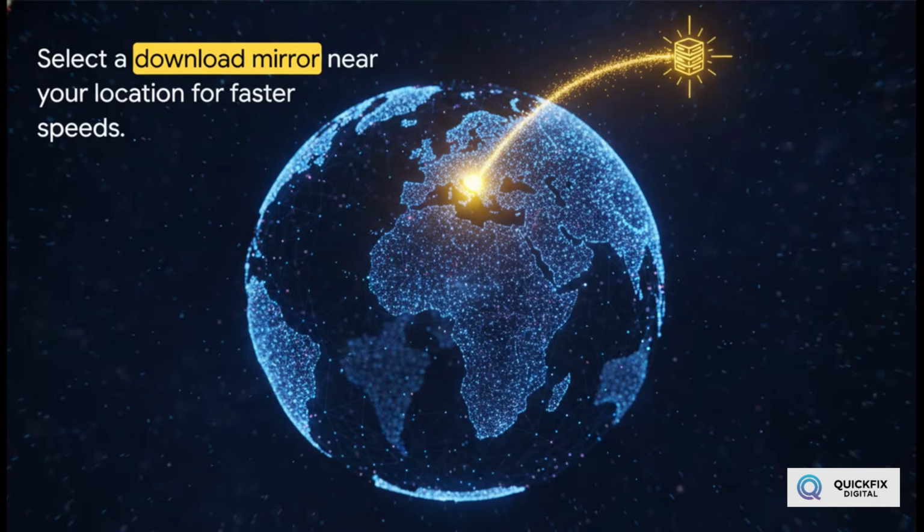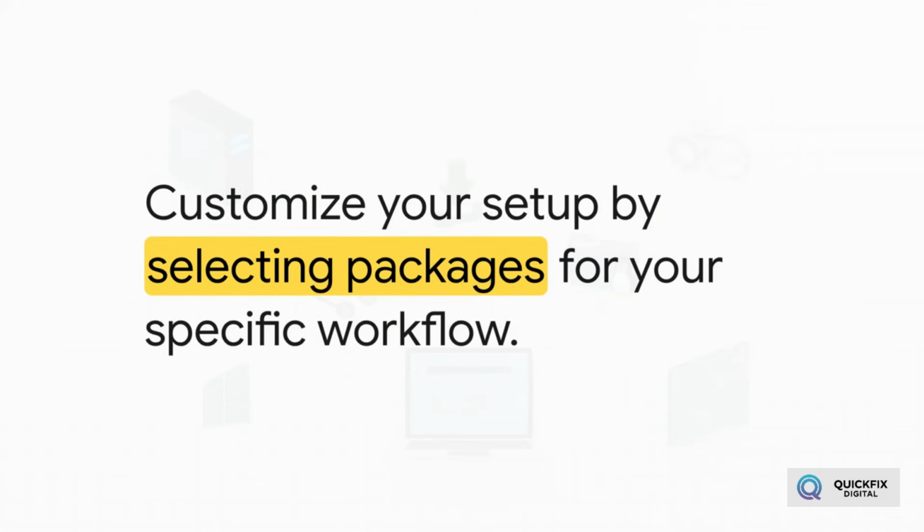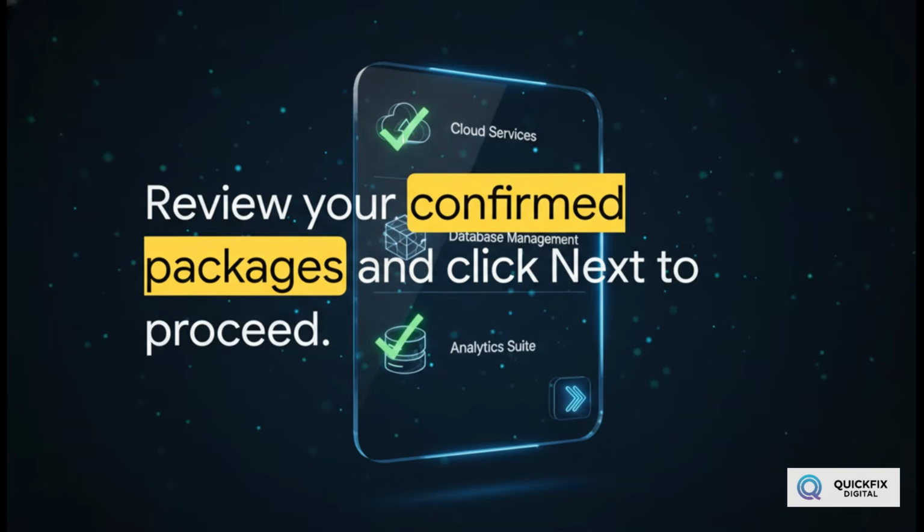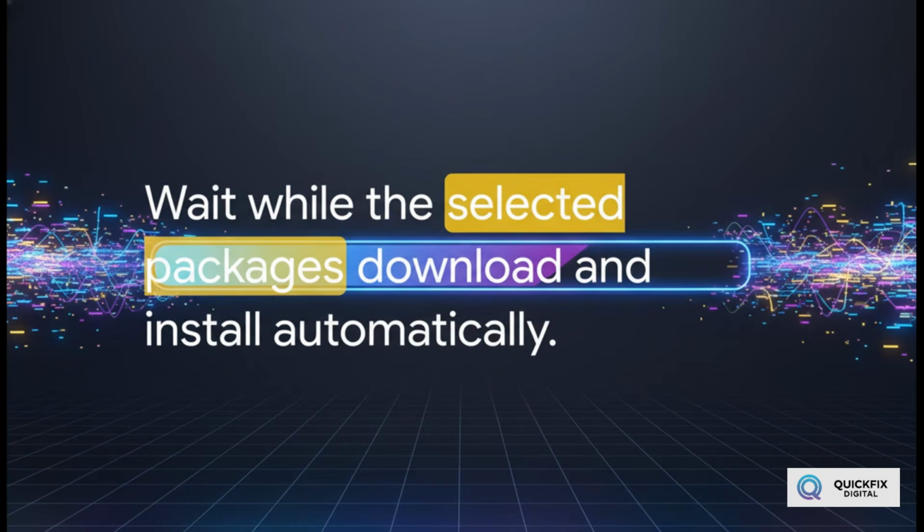Now pick a mirror physically close to your location to guarantee the fastest download speeds. This is cool. You can handpick specific packages to totally customize your Unix utilities. Give your custom software selections a quick look over, then click Next to start downloading. Your chosen packages will automatically download and install. It usually just takes a few moments.